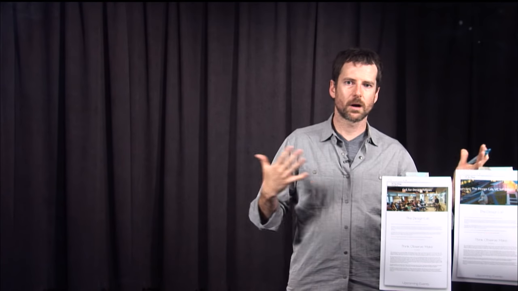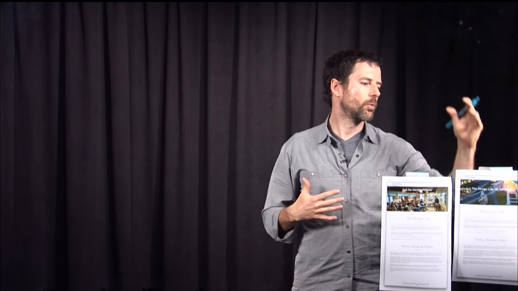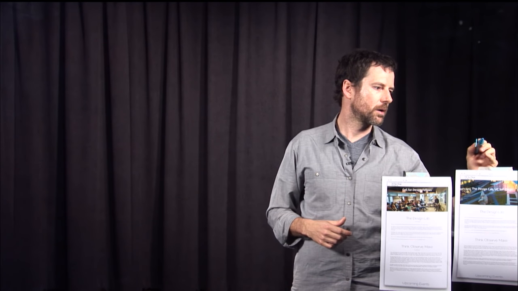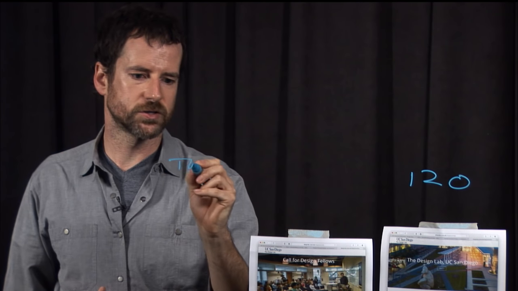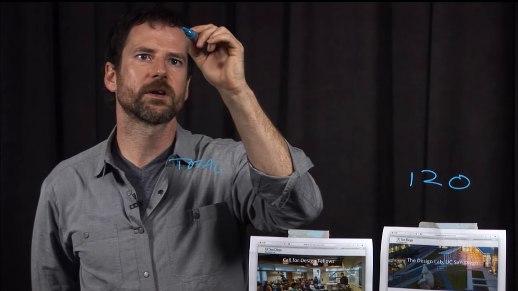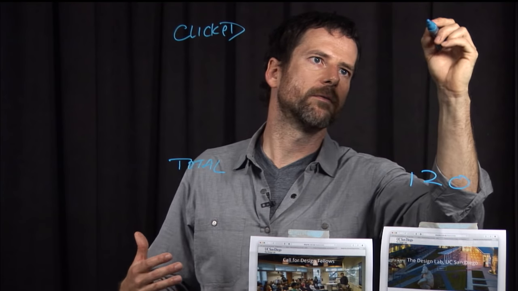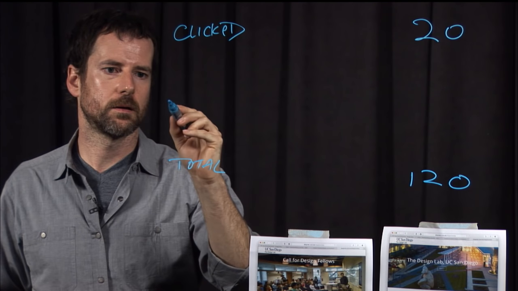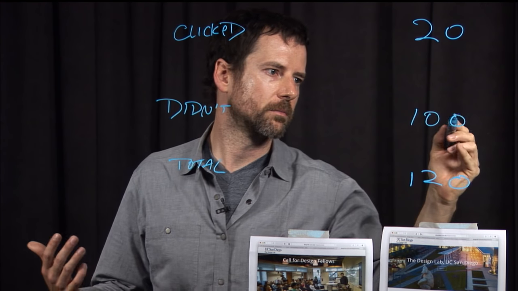So here's our building page. And let's say that we had 120 people overall who saw this page. That's going to be our total. And we're going to see how many of these people clicked. So if 20 of the people clicked, that means 100 of the people didn't click. Make sense?